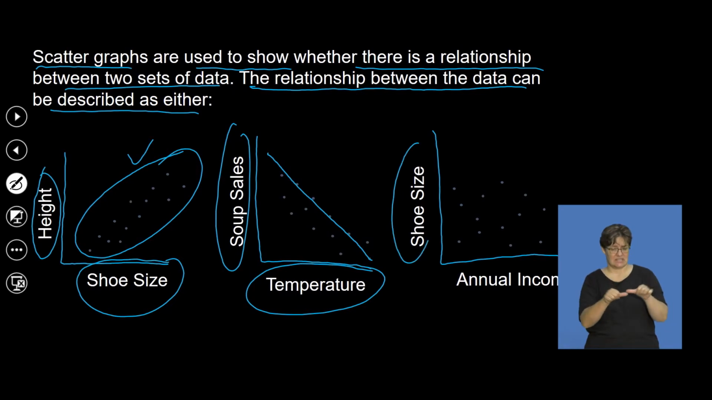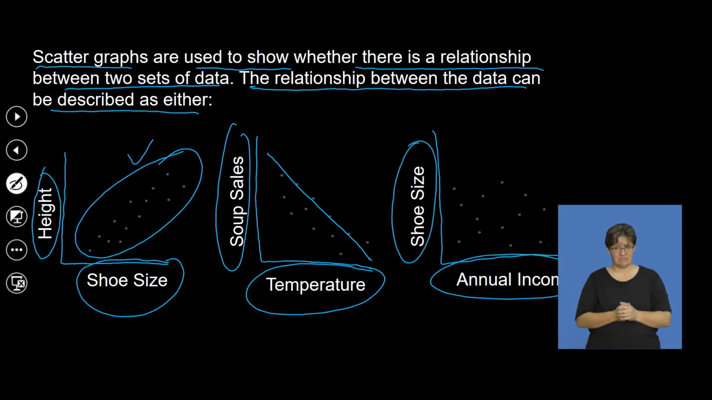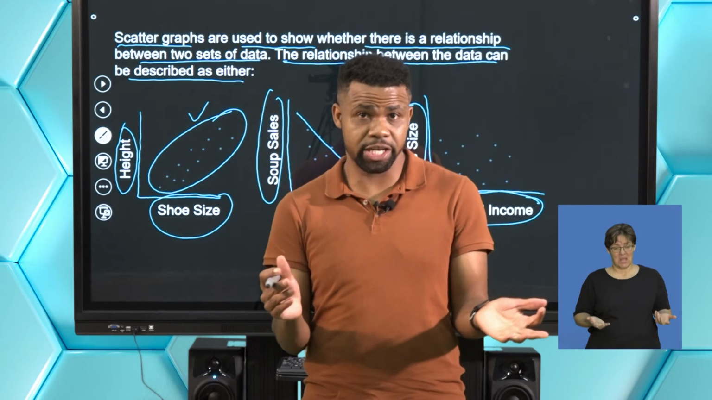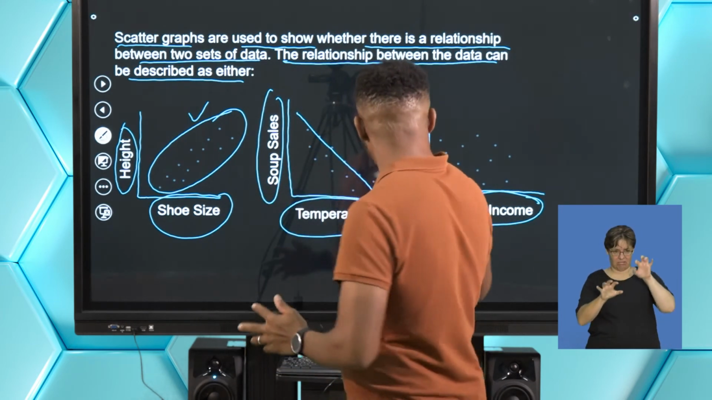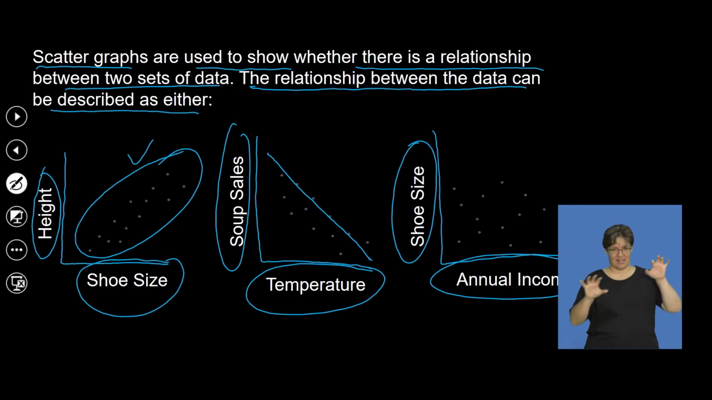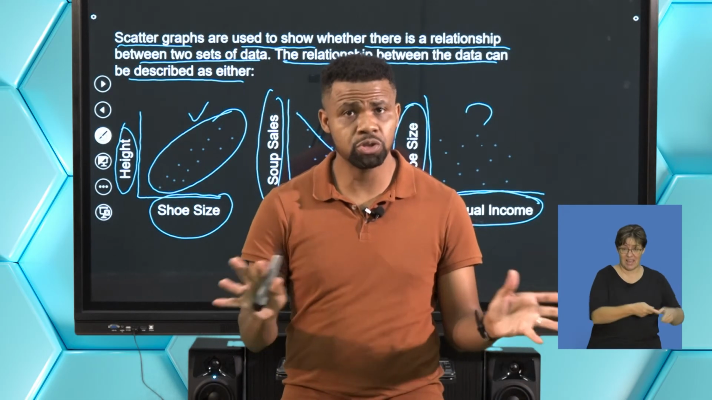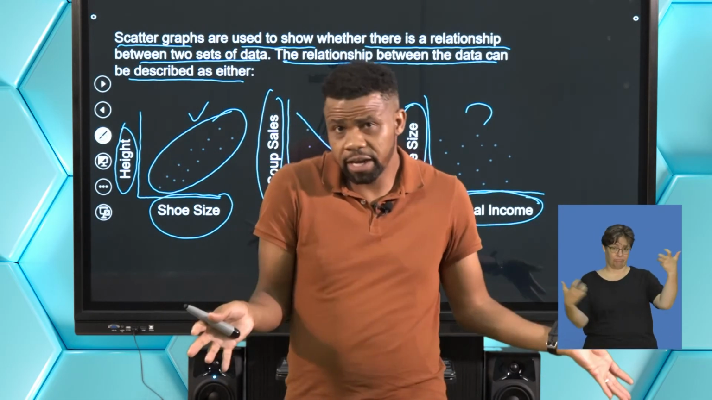What about shoe size and your income? Annual income is how much you make. Really? I don't think there's correlation just by looking, but maybe you can collect data and test that. If you look at the points, they are scattered all over the place. They're not even close together here. So this is actually no correlation. There is no relationship between your shoe size and income.